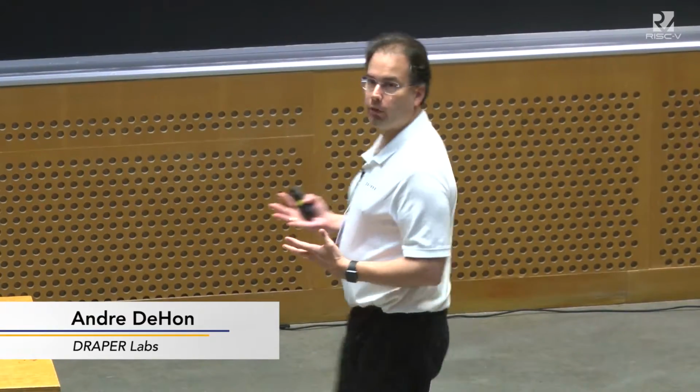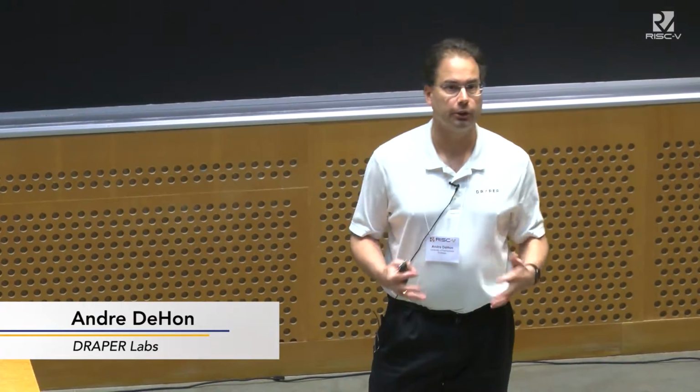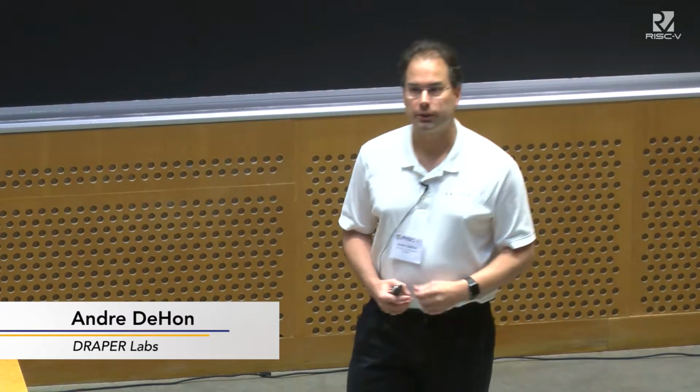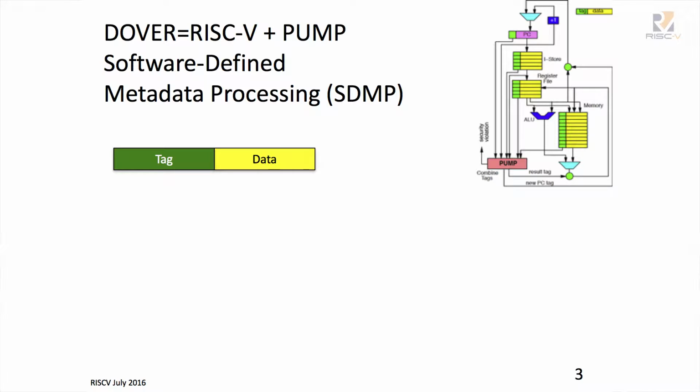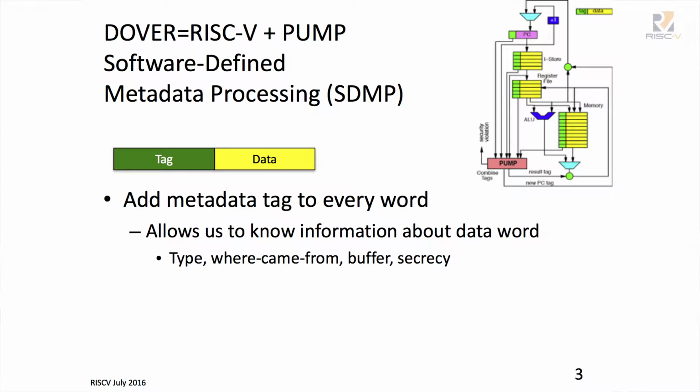Just to remind everybody and get you up to speed on our security architecture, our DOVER is a security enhanced RISC where we've added this programmable unit for metadata processing, a pump, in order to support software-defined metadata processing. That means that we've added tags to everything. We've added this metadata tag so that we know some information about every word in memory that we're dealing with. This allows us to know things like type, is this an instruction or an address or a floating point value, where it came from, what are the extents of a buffer, and what's the secrecy on this data.